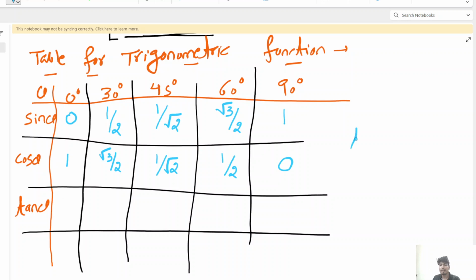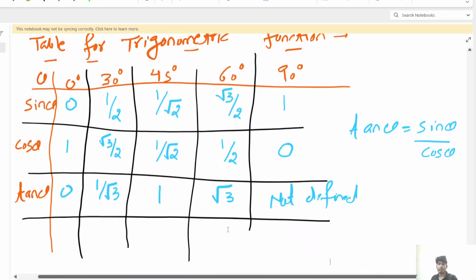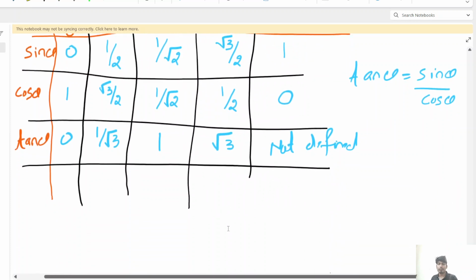Then we know tan theta is sin theta upon cos theta. So tan 0 is 0 upon 1, that is 0. Tan 30 is 1 upon 2 upon root 3 upon 2, that is 1 upon root 3. And tan 45 is 1 by root 2 upon 1 by root 2, that is 1. Tan 60 is root 3 by 2 upon 1 by 2, that is root 3. And tan 90 is 1 upon 0, that is not defined. This is the values of our table. Now we find some more examples.